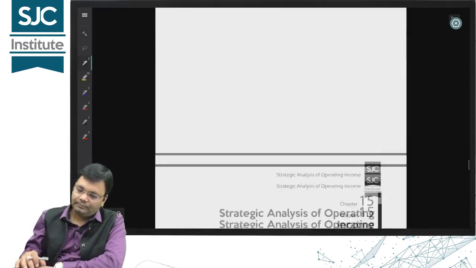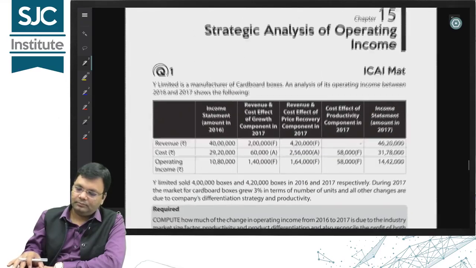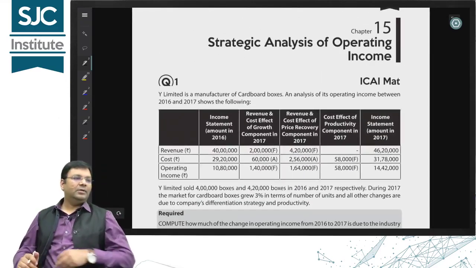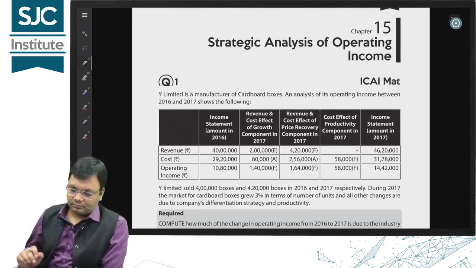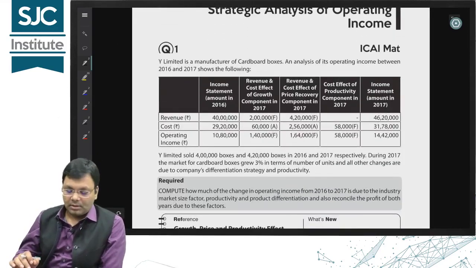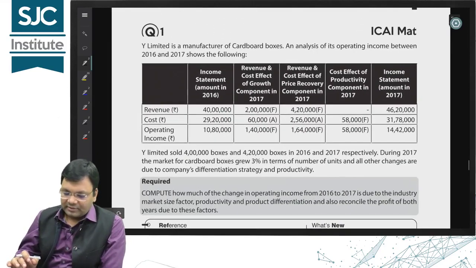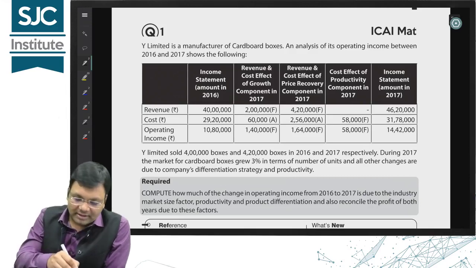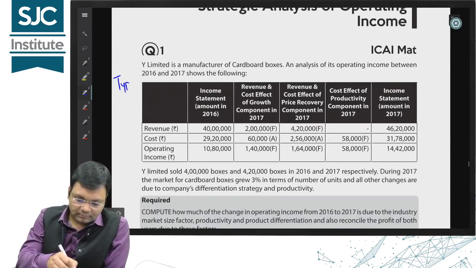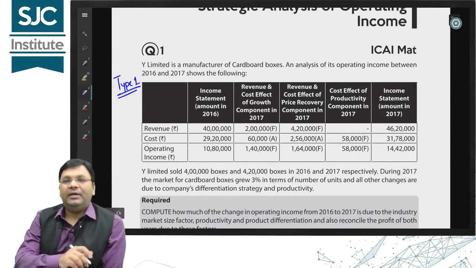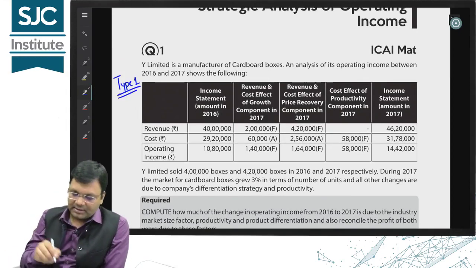Here I am. DJB question number 1. Very easy. You see, in this question, the type 1 is already given. Type 1 format is already done. Everything has been done over here.